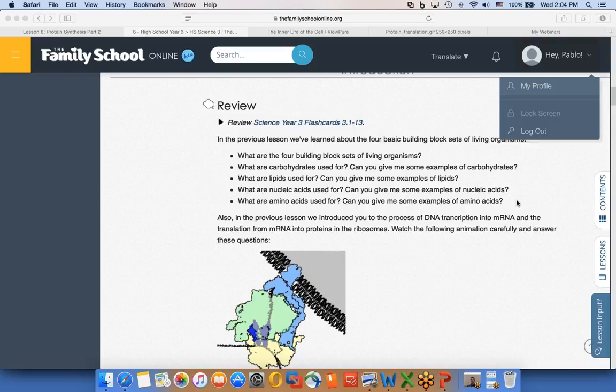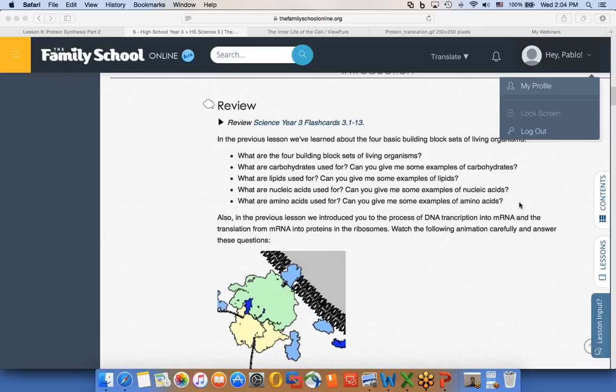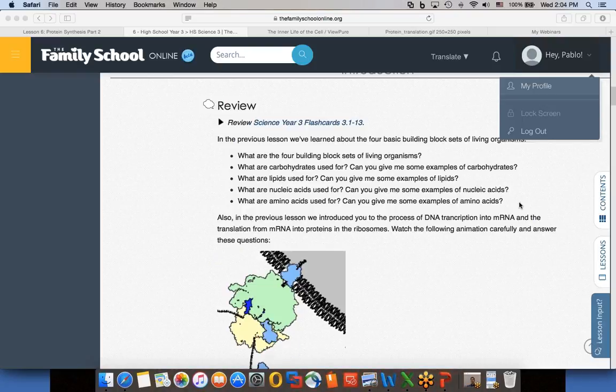So Maria, what are the 4 building block sets of living organisms? The 4 basic building blocks of organic compounds were lipids, nucleic acid, amino acids, and carbohydrates. Excellent. Yeah, and what are the carbohydrates used for? The carbohydrates are used to store energy like sugar and starch. Excellent. And you gave me some examples right there.